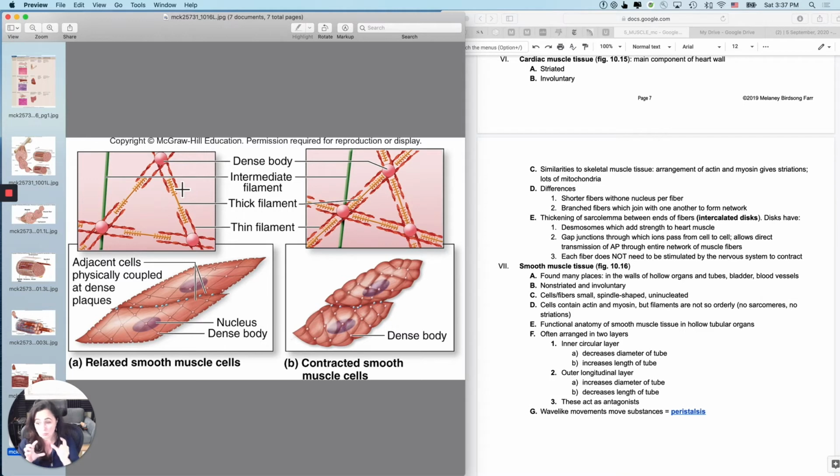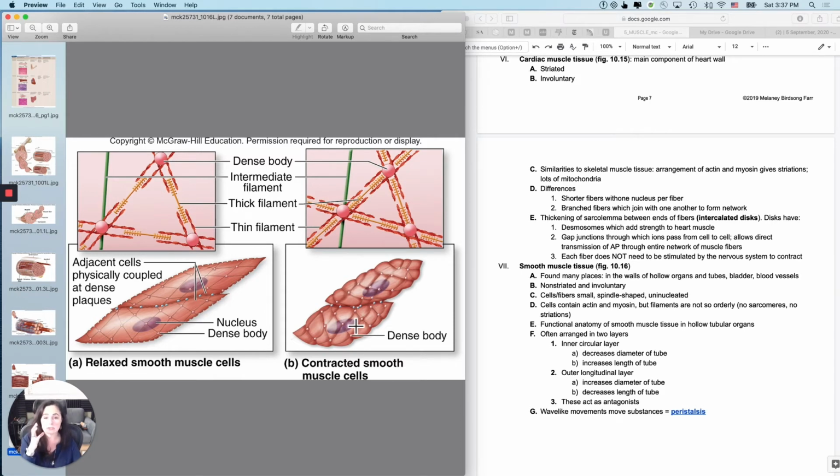Okay, the cells are much smaller. They're spindle-shaped, and they're uninucleated like cardiac muscle was uninucleated. They do contain actin and myosin, but the filaments are not so orderly, so there's no sarcomeres and no real striations.